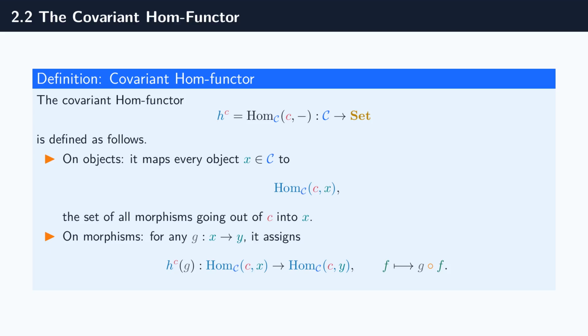Now we define the covariant Hom-Functor. Fix the same object C. This time, H superscript C sends an object X to Hom from C to X, the set of all arrows going out of C into X. If g goes from X to Y, the functor sends an arrow F from C to X to the composite g after F, an arrow from C to Y. This is post-composition.